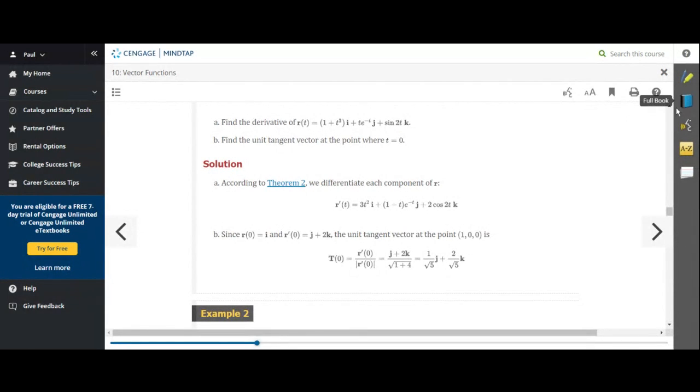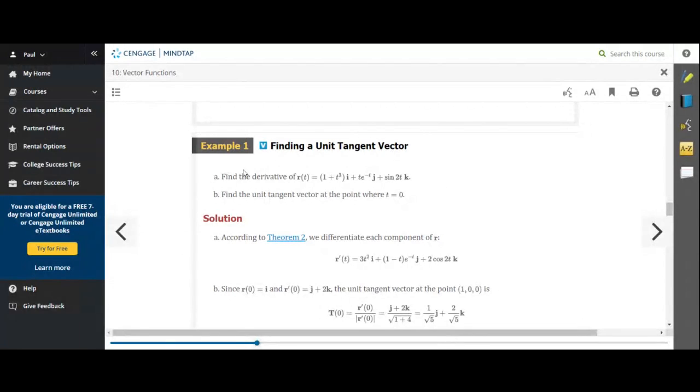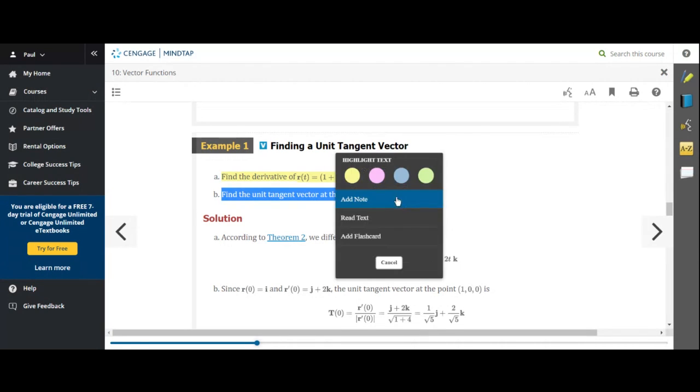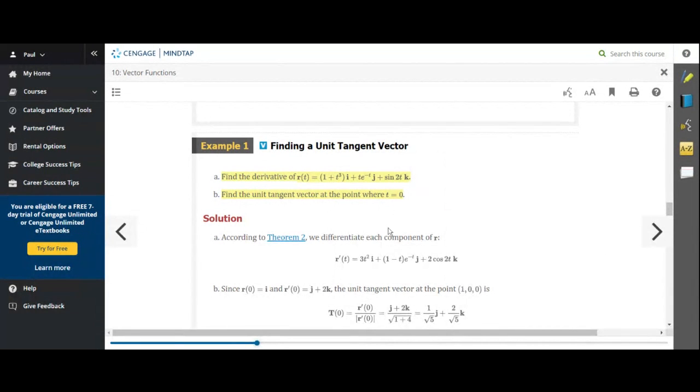So in example 1, they want you to find the derivative of this vector function, and then they want you to find the unit tangent vector. If you don't mind, I'll call the r of t a position vector. There are a lot of names: space curve, vector function, position vector. They all stand for the vector r of t.